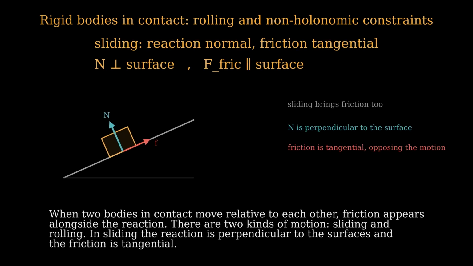When two bodies in contact move relative to each other, friction appears alongside the reaction. There are two kinds of motion, sliding and rolling. In sliding, the reaction is perpendicular to the surfaces and the friction is tangential.